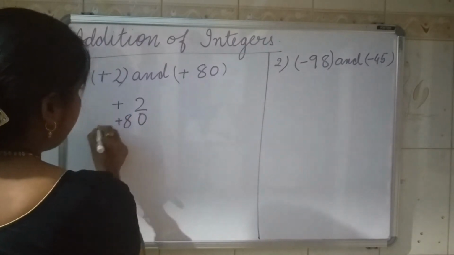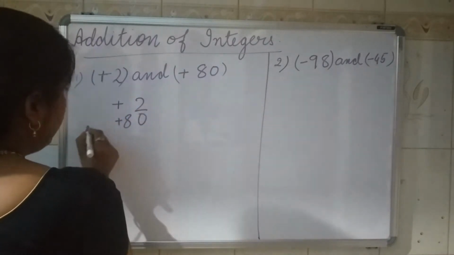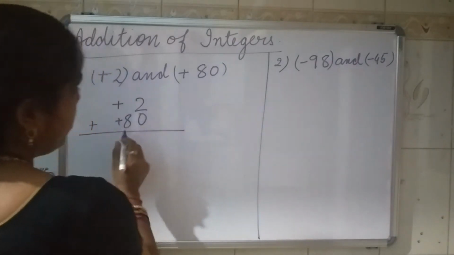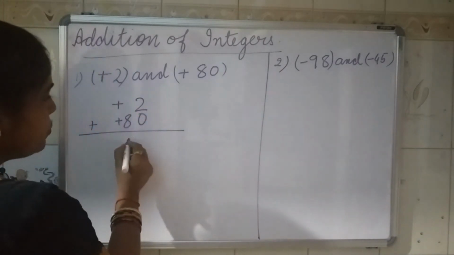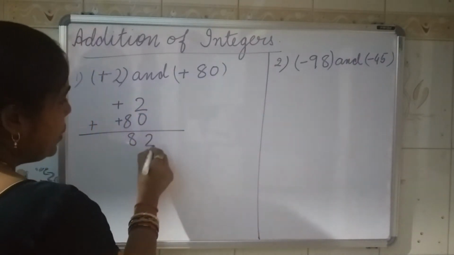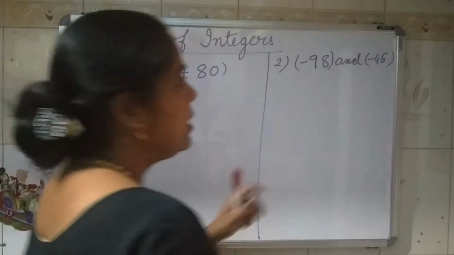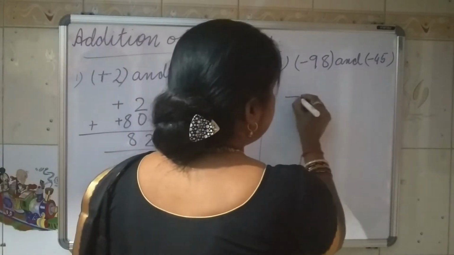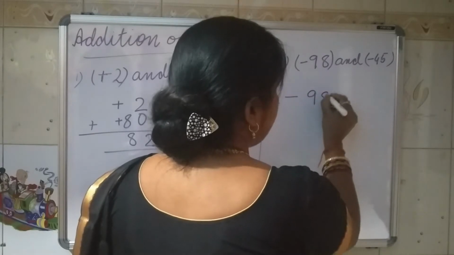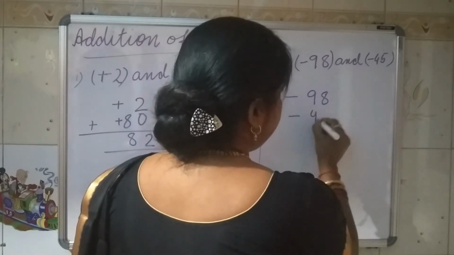Okay, vertically I am going to draw. This plus sign is with the number and then we have to add. Now both are plus signs, so we will write down here 82. Okay, now come to this one. Both are minus signs, minus 98 and minus 45.